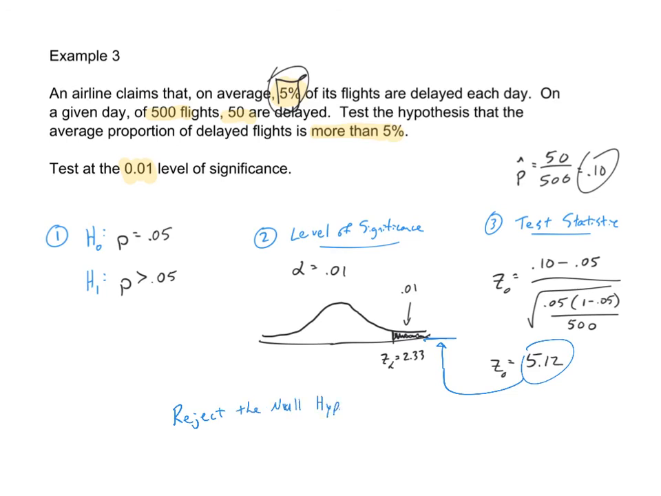Okay, so is there enough evidence to say that their claimed average is wrong? Yeah, I would say so. So there is enough evidence. So something like: there is sufficient evidence at the 1% level of significance to support the claim that more than 5% of their flights are delayed each day. We don't know that it's 10% here. That's not what we're trying to figure out. We're just trying to say that the claim is wrong, and we do have evidence to support that.